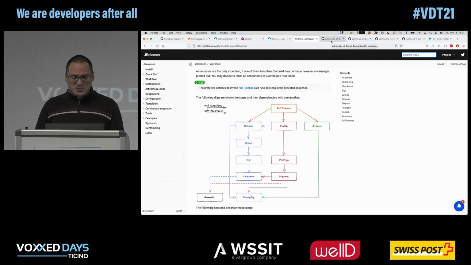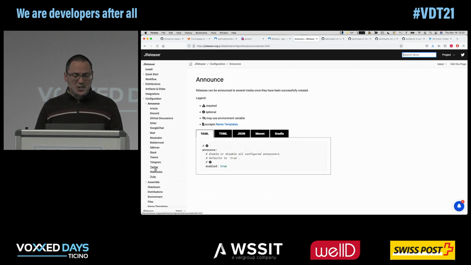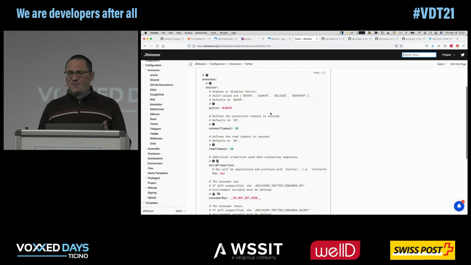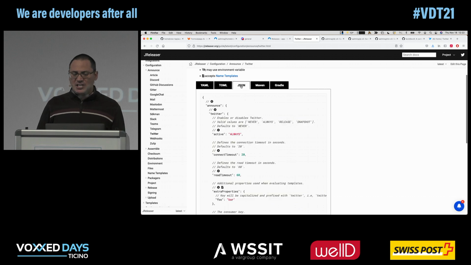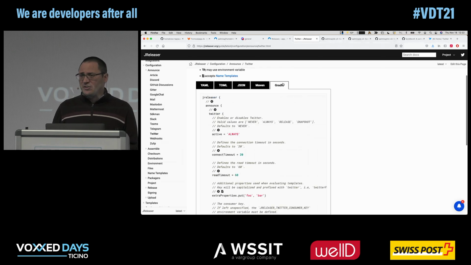A few more examples. Well, the configuration, everything that you need to know. For example, if I want to know how to configure Twitter and I didn't know, just click here, and it will tell you, well, this is the configuration in YAML. But again, you don't like YAML? Maybe it's TOML. Maybe it's JSON. Maybe you want to run the tool as a Maven plugin. Yes, you can. You don't like Maven? You prefer Gradle? You can also run it as a Gradle plugin.